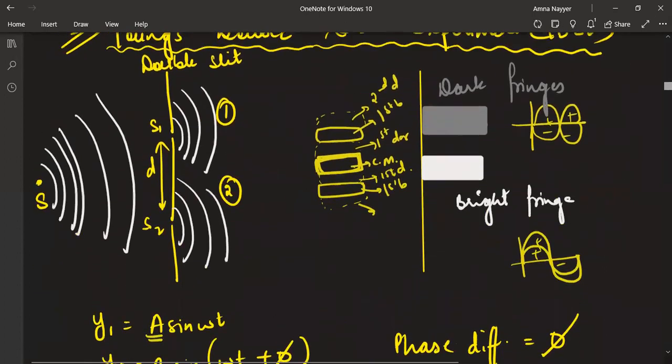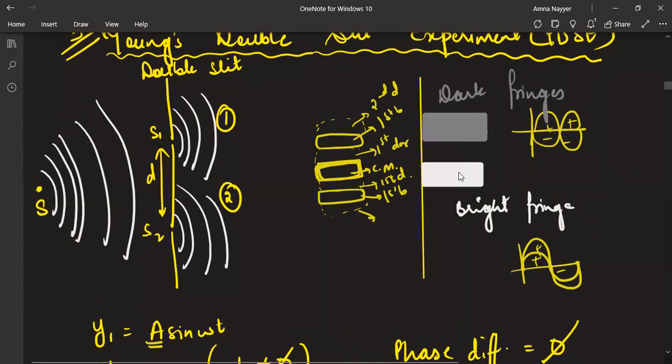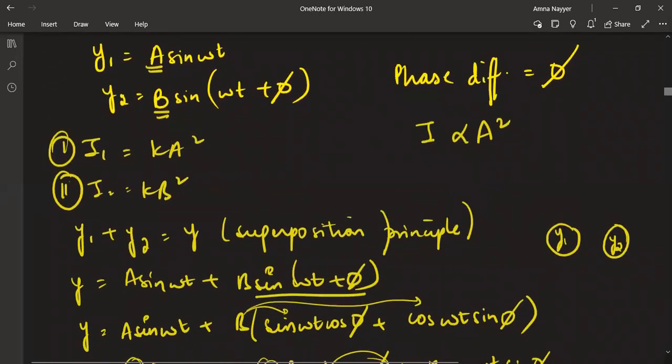Then you have Young's double slit experiment. You have a central maxima, a central bright fringe, then alternate dark fringes and bright fringes. Wherever the waves constructively coincide with each other, you get a bright fringe, because that results in a greater amplitude. Crests and crests get added, troughs with troughs get added, so you get a bright fringe. If the opposite occurs, then we call it a dark fringe because of destructive superposition.